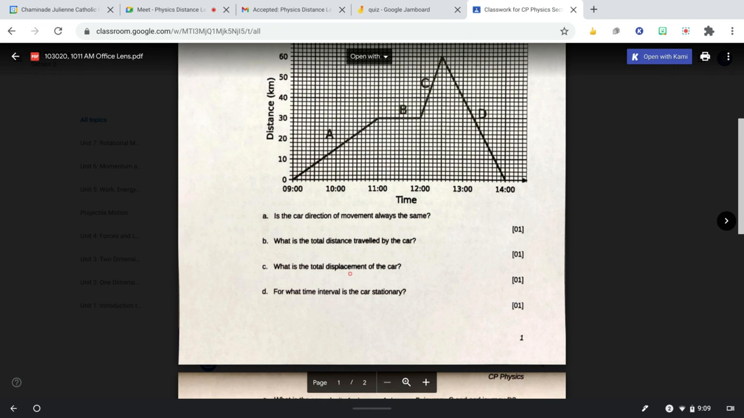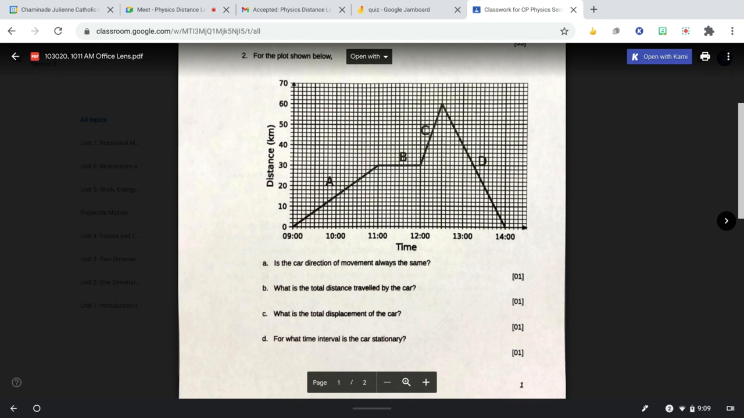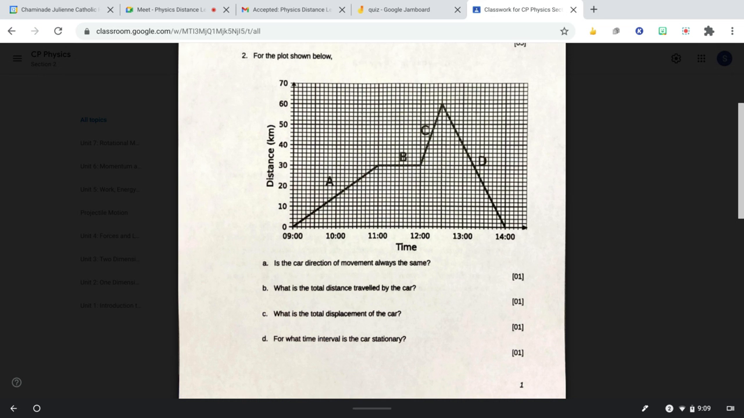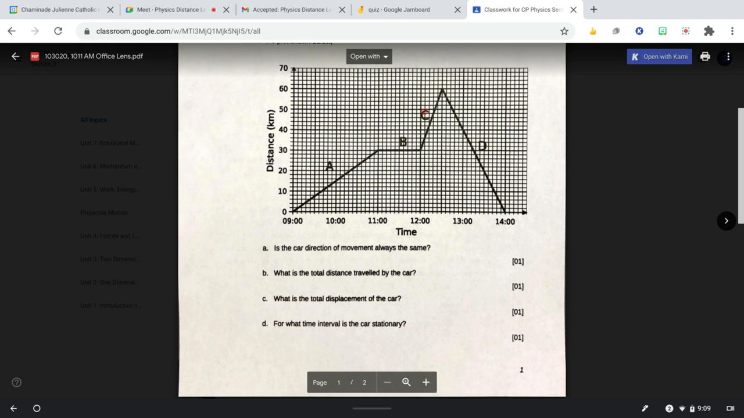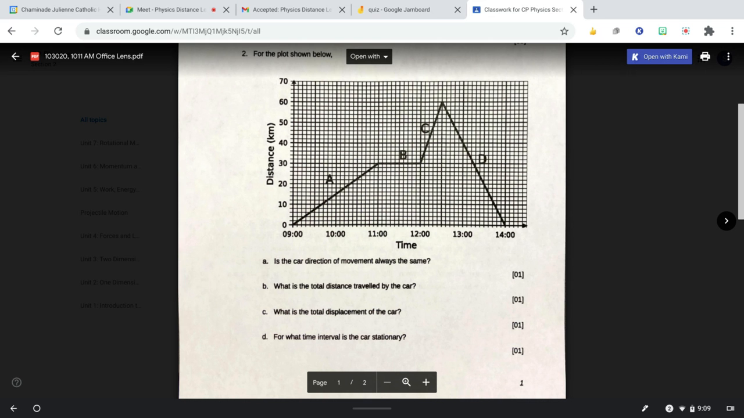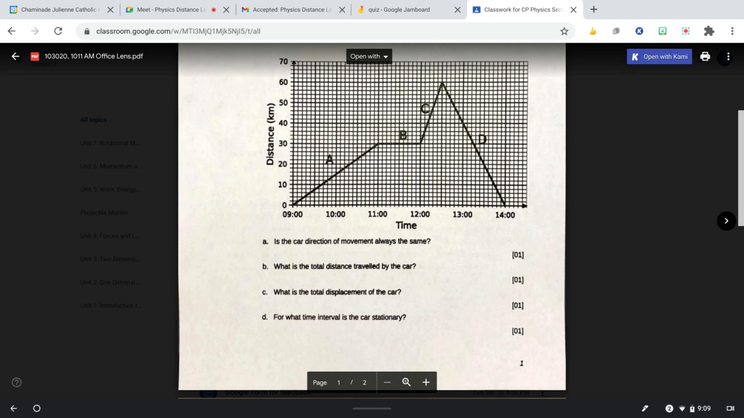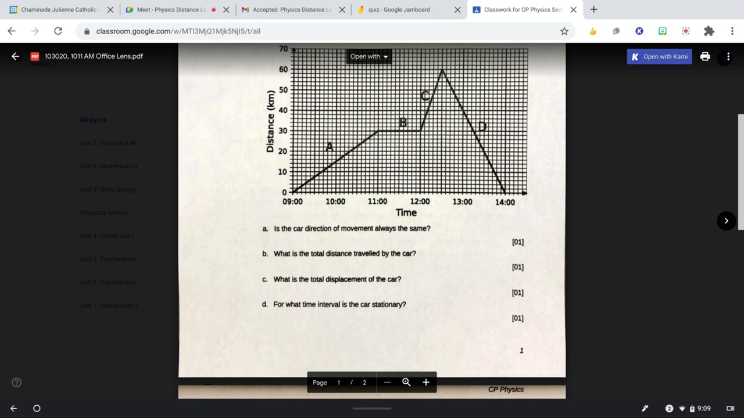What is the total displacement of the car? The answer to that was 0 kilometers. Why? Because remember, displacement was the net change in position. So when you're moving in whichever direction this is, so A, B, and C, that is 60 kilometers in one direction, and D is 60 kilometers in the opposite direction. So the total displacement of the car was 0 kilometers. And for what time interval is the car stationary? You had to write the answer 11 and 12, or 11 to 12. That was the correct answer.